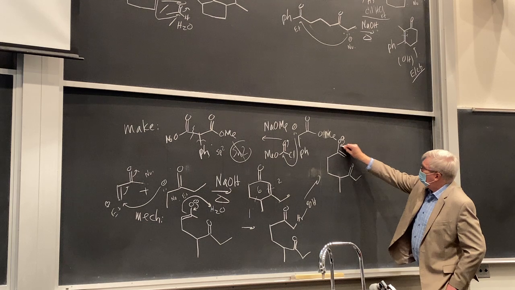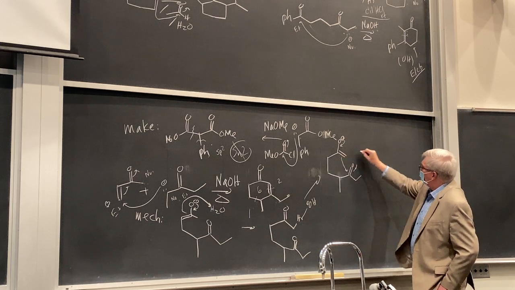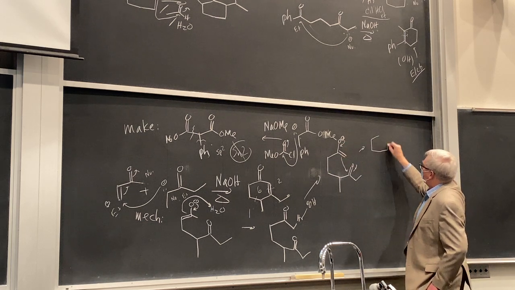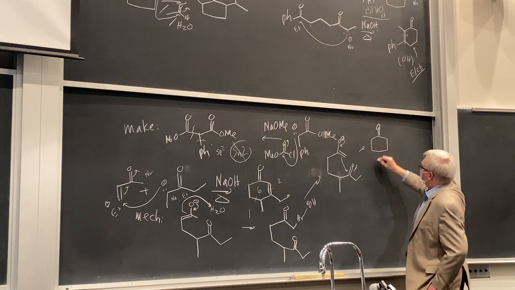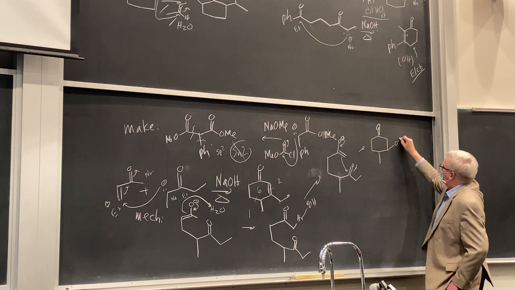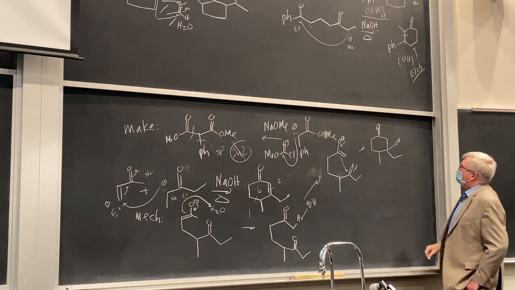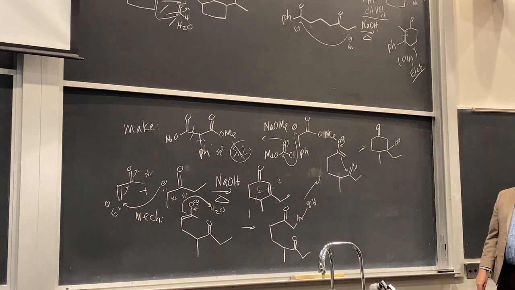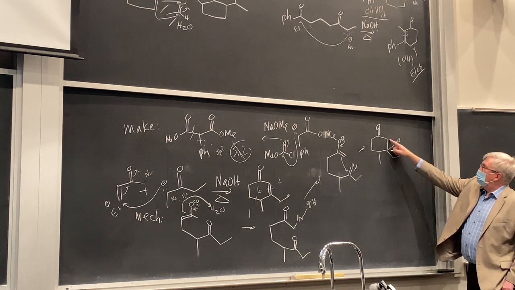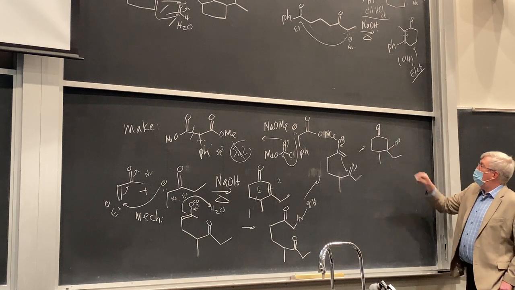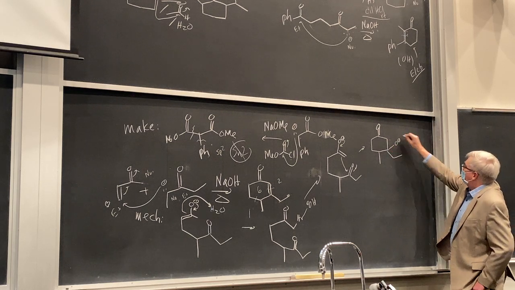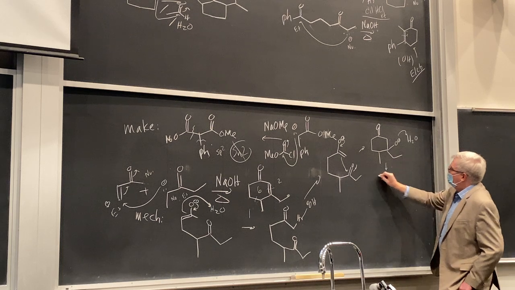And then what? Bring this down, attack there. That will give us the 6-membered ring. And we'll see O minus there. And so, yeah, we got the 6-membered ring. Now what do we need to do? We need to do the protonation here, and then we need to do the E1CB.